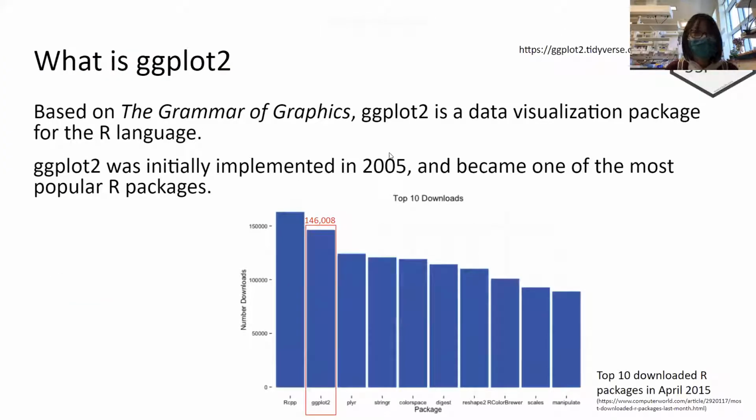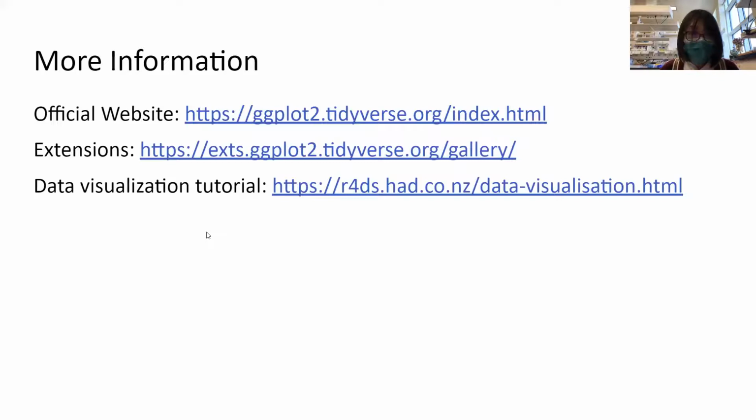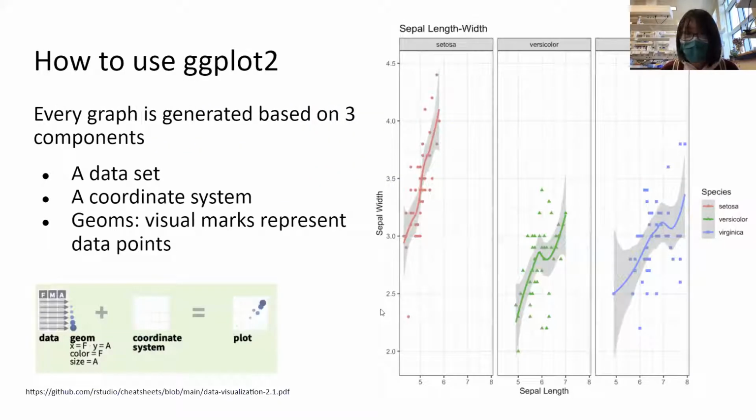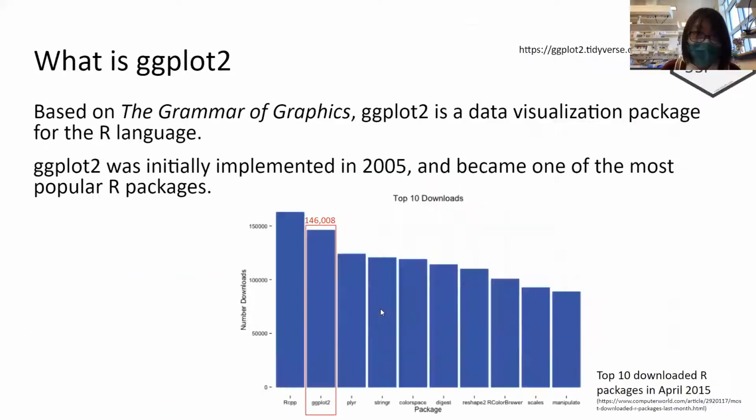Okay, so what is ggplot2? ggplot2 is a package that is generated for R data visualization, and is based on the grammar of graphics.